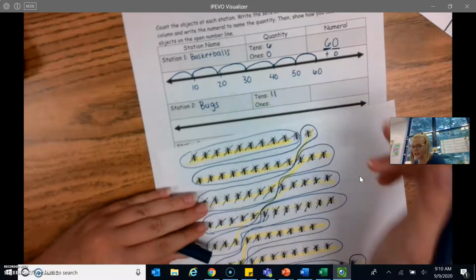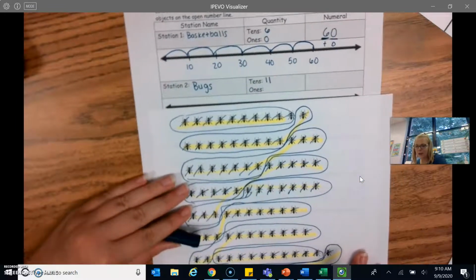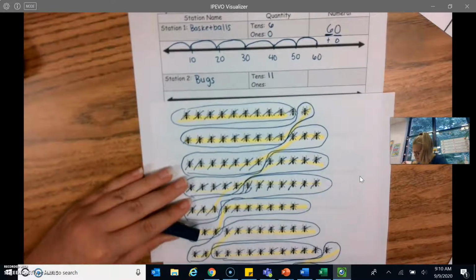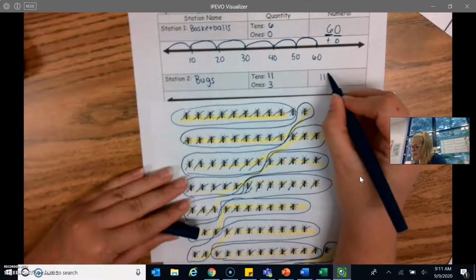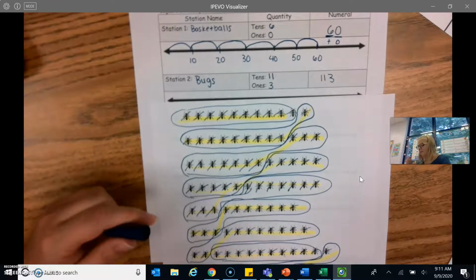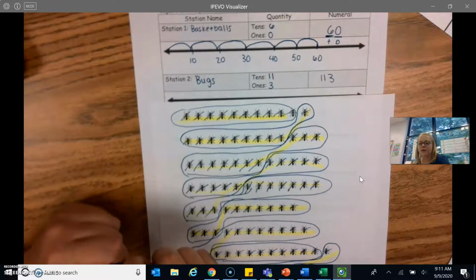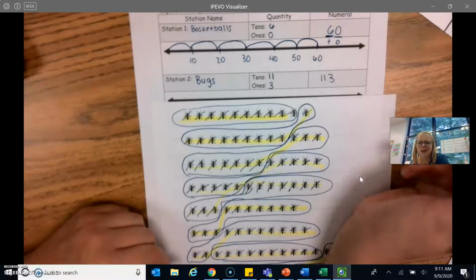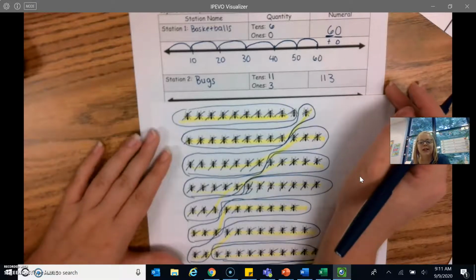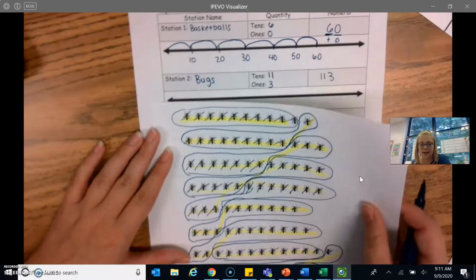So I have 11 tens. Let's start with this one this time. And how many ones do I have? 3 ones. So I have 11 tens and 3 ones. What number is that? 113. Later we'll talk about this place, the hundreds place, but we're not going to talk about that right now. Right now we're just going to look at the tens and the ones, okay?